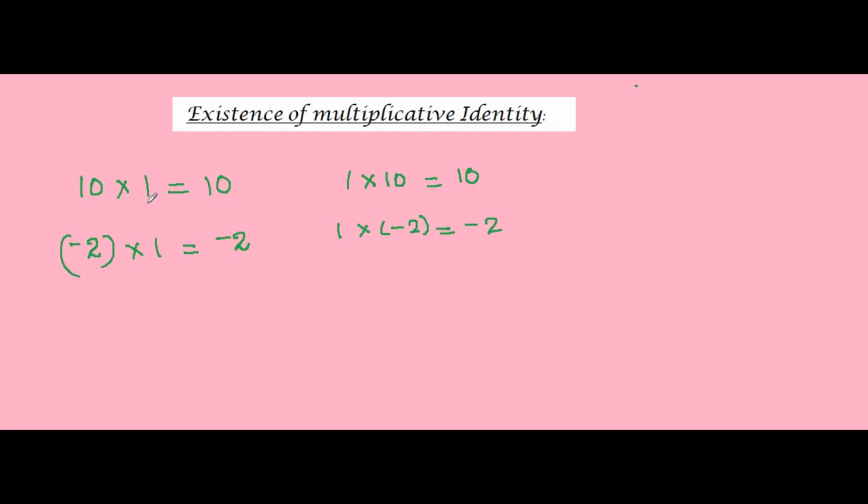So when you multiply by 1 on the left side or on the right side, the answer remains the same. So we can say that if a is any integer, then a times 1 equals a equals 1 times a, and the integer 1 is called multiplicative identity.